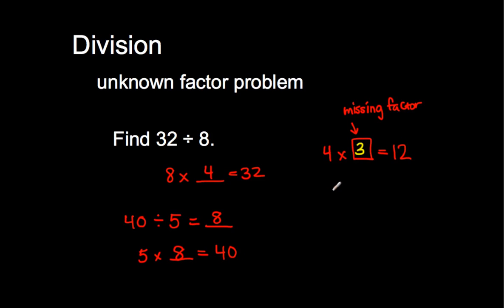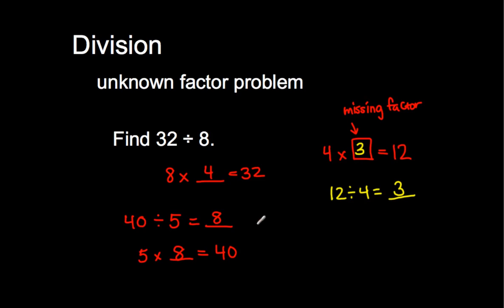So written a different way, the question could have been asked 12 divided by 4 equals what number? Basically what you would say is, 4 times what number gives me a product of 12? And the answer to that is 3. And that's why 12 divided by 4 is 3. Let me give you one more division problem.